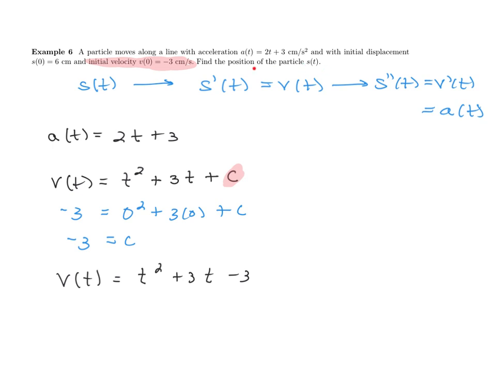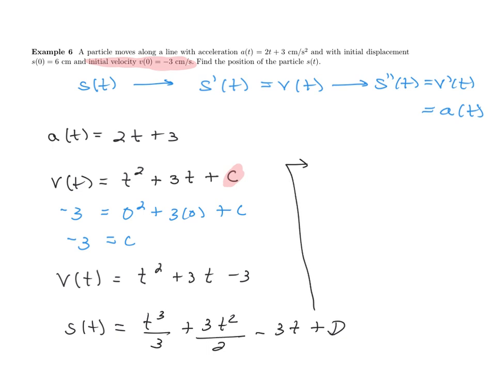The ultimate goal is to find the position of the particle s of t. If we want to know what s of t is equal to, since the derivative of s of t goes to v of t, the antiderivative of v of t goes to s of t, meaning I need to find the antiderivative of this. Well, that's going to be equal to t cubed over 3 plus 3t squared over 2 minus 3t plus, I'll use a different letter since we already used c, let's use the letter D.